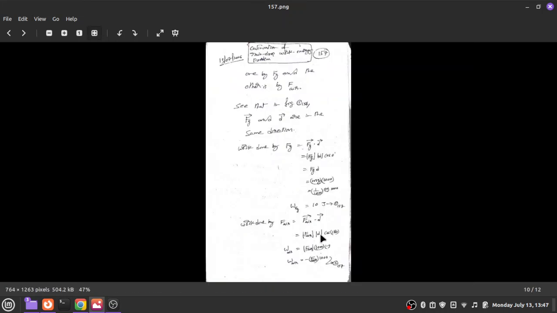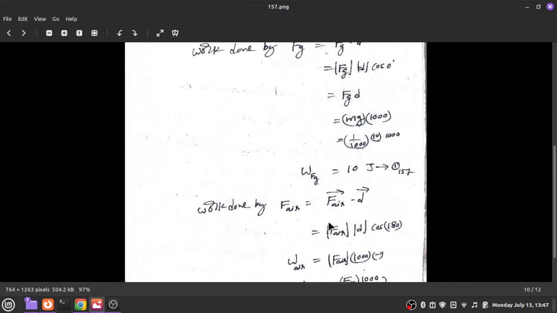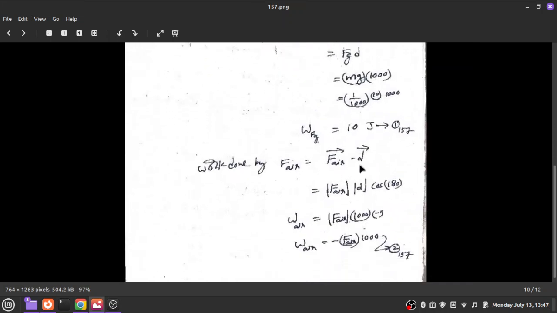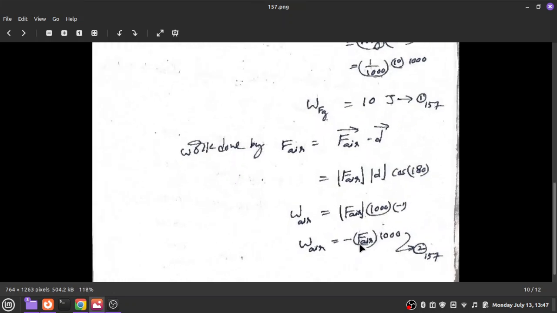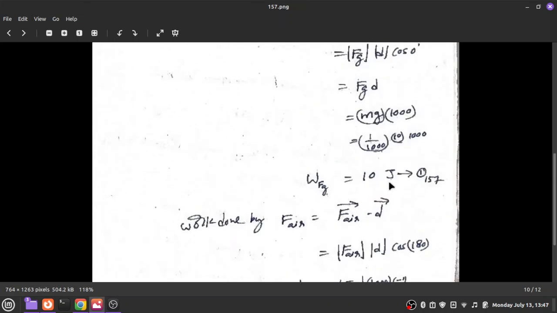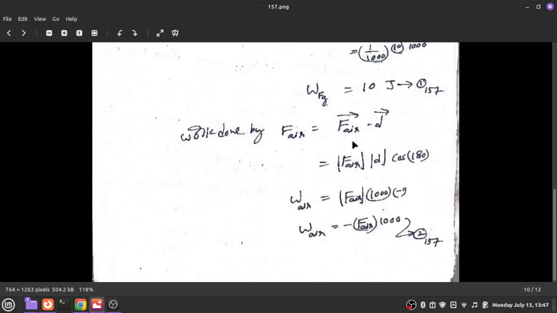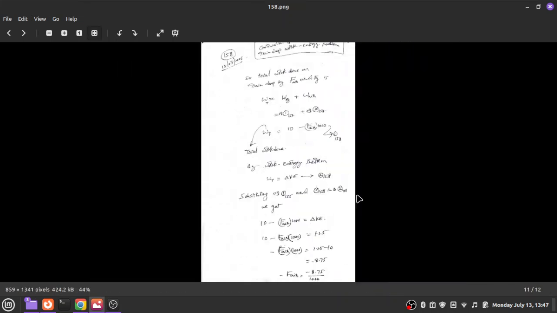Just see that. Work done by F air is equal to F air dot d bar, which is equal to F air d into cos 180. Cos 180 is minus 1. So work done by F air is equal to minus F air into 1000. But work done by Fg is 10 joules, because the values are substituted correctly. But here we don't know the value of F air. Okay, that is what we are going to find in this problem.